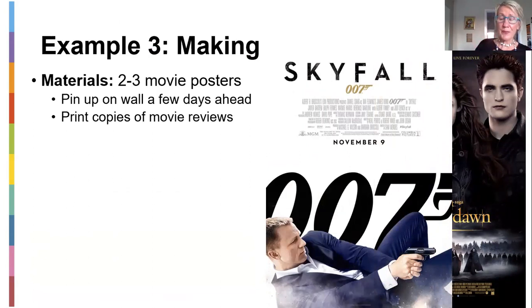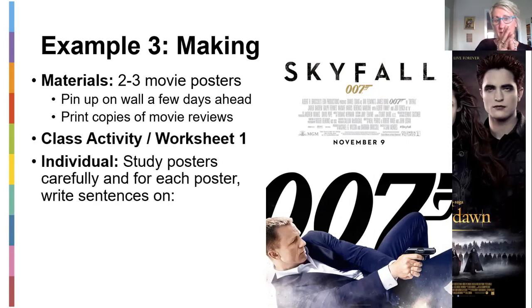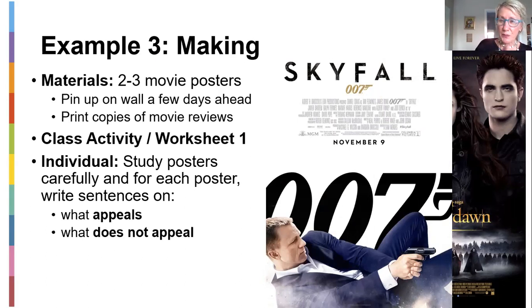So you've got these movie posters and you can put them up around and encourage them to look at them for a few days. And then you start your task. The worksheet 1, individually, they're going to look at all the posters carefully, and for each of the posters, they're going to write a sentence on what they like about the poster and what they do not like about the poster.